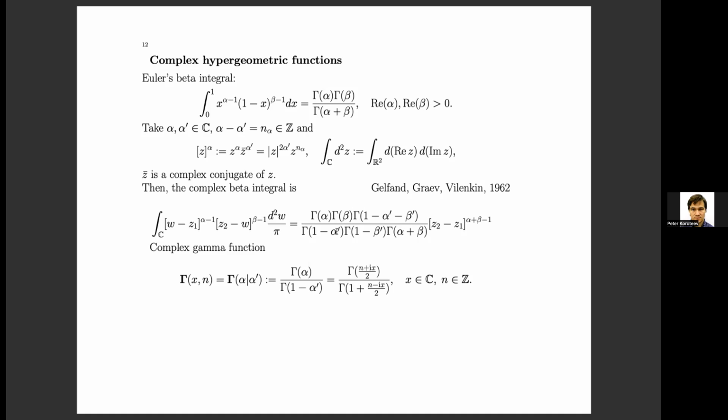At this point, it is convenient to introduce the so-called gamma function over the field of complex numbers, which is given by the ratio of gamma functions: gamma alpha divided by gamma of 1 minus alpha prime. If you denote alpha as n plus ix over 2, then this will be 1 plus n minus ix over 2. When you use this combination, the formula can be simplified, because you have here gamma alpha over this, which is one gamma function, these gamma functions divided by this is another complex gamma function, and this is a third complex gamma function. That's why it's a very convenient object. And then this formula simplifies.